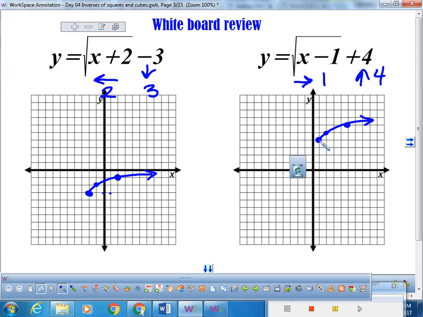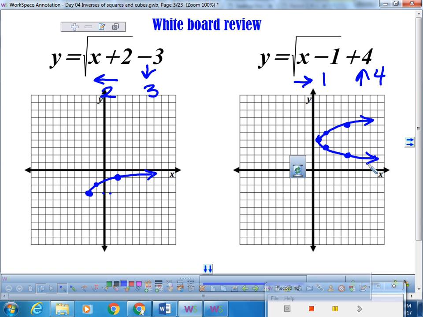The points, if I were to do this, would be here. Oh, up 1, over 1. It's a parabola on its side. That's what it is, but it's not a function, so we only do the top part. We're going to talk more about that today. That's a good question. Yes, it would be wrong.